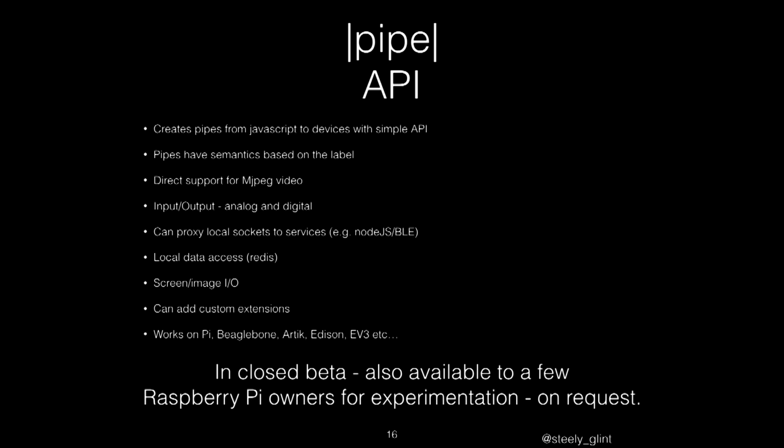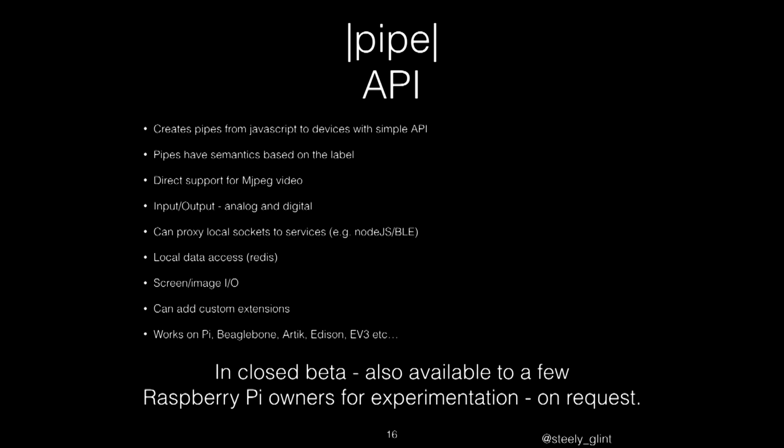Or it could be a local socket. So you could run some service on the device, like a Node.js agent or a link to a Bluetooth LE or something. And then it can proxy that up to your web browser. You can access local data. You can write stuff to the screen. And you can add custom extensions.